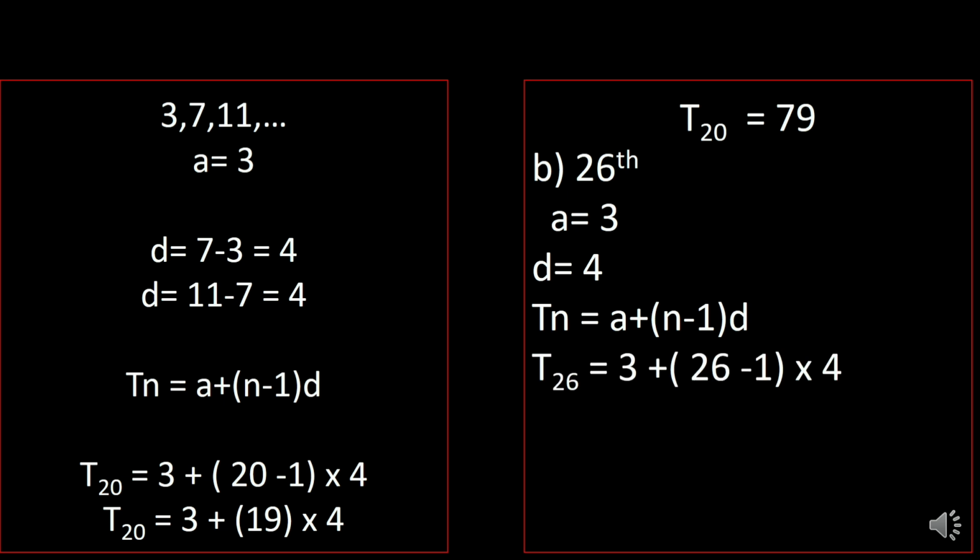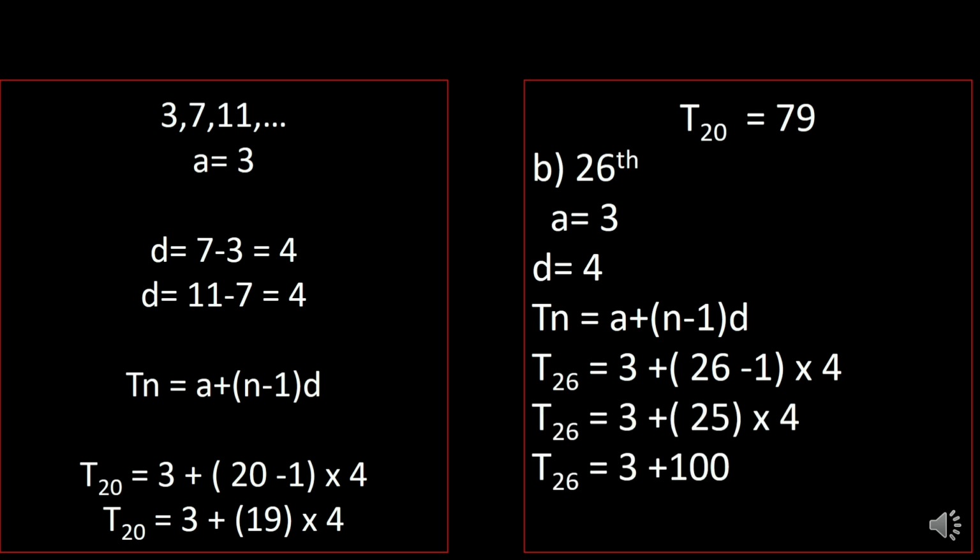So now let's look for the 26th term. This gives me T subscript 26 is equal to 3 plus open bracket 26 minus 1 close bracket times 4. Now this is 3 plus 25 times 4. 25 times 4 is 100. So this gives me 3 plus 100, which is 103.